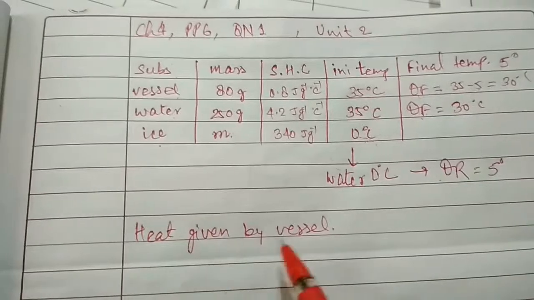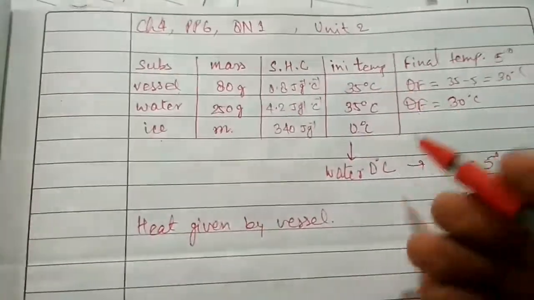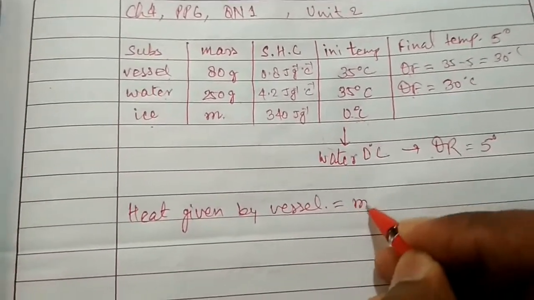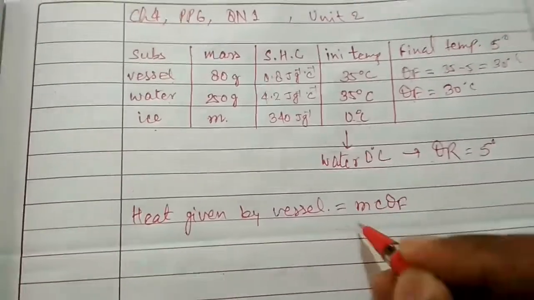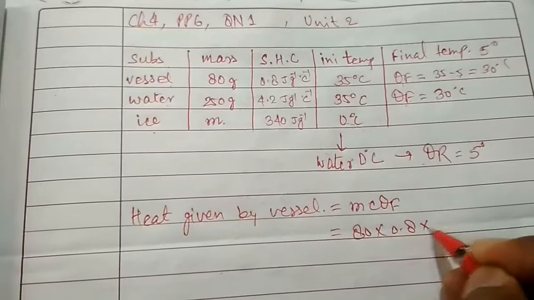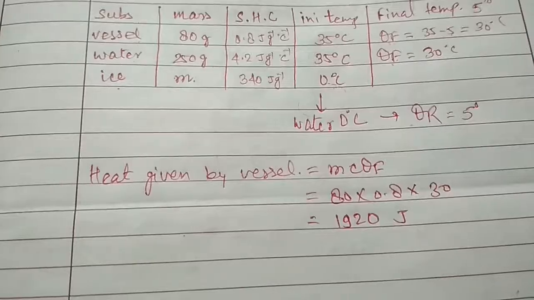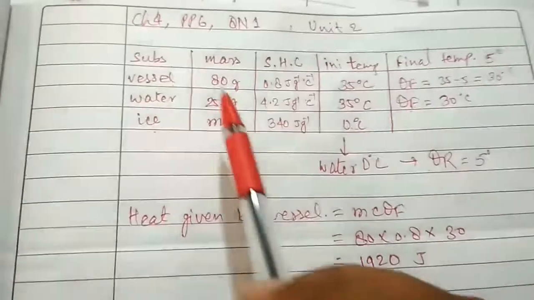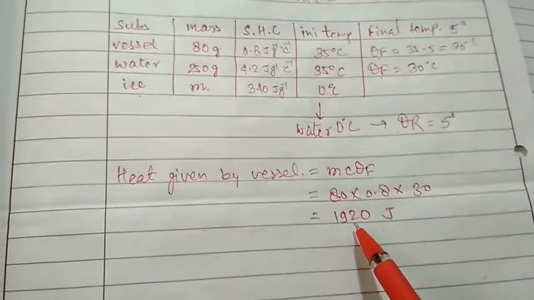So I have written heat given by vessel, mc theta fall. Mass of vessel is 80, specific heat capacity 0.8, and theta fall is 30. This gives you 1920, which means this vessel is giving this amount of heat energy.